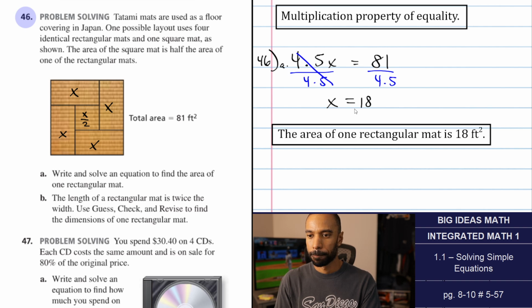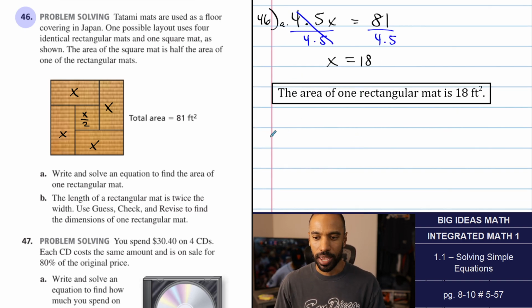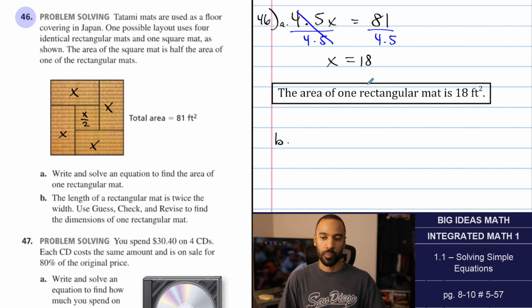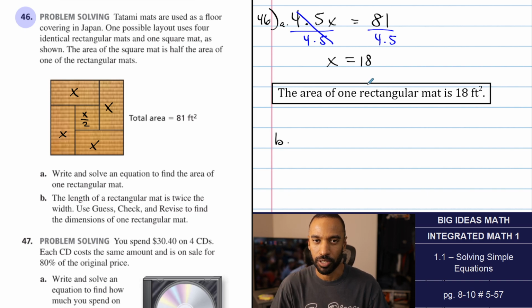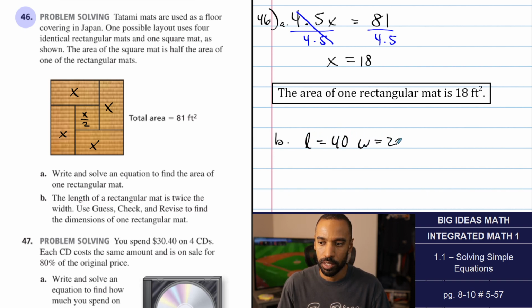Part B. The length of a rectangular mat is twice the width. Use guess, check, and revise to find the dimensions of one rectangular mat. Okay, this time we're not allowed to do algebra with it. And I don't want to guess right the first time, but let's say it was 40 and 20. I'm just making these up. Length is 40, width is 20. That'll be massive, by the way, I think.